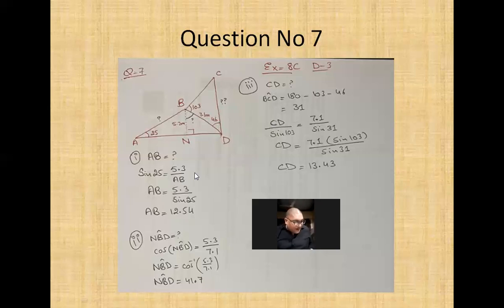The second part is the angle that BD makes with BN. The angle BD makes with the BN. So they are talking about this angle. They want you to find out this angle. So you can see this is also a right angle triangle. BND is also a right angle triangle. If I want to know this angle, let me call it NBD. I want to know this angle.